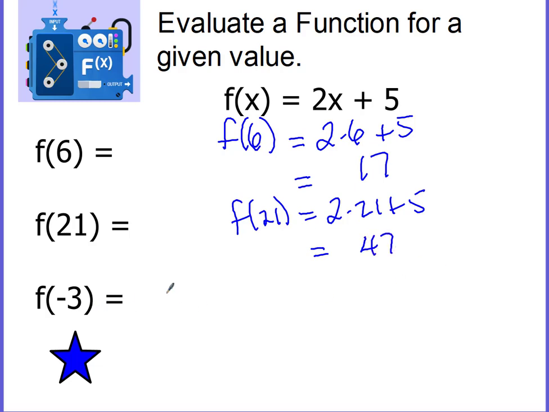And if we use the negative 3, it's the same exact thing. 2 times negative 3 plus 5. Well, 2 times negative 3 gives us negative 6, plus 5 gives us negative 1. Okay? So to evaluate a function, all we're doing is taking whatever number we have in this parenthesis and substituting it in for x. Now we can apply this as well.